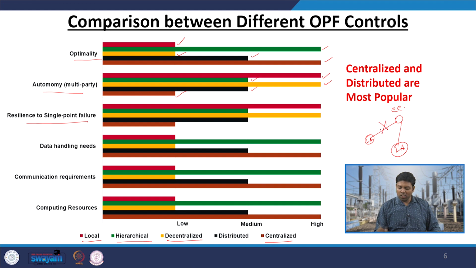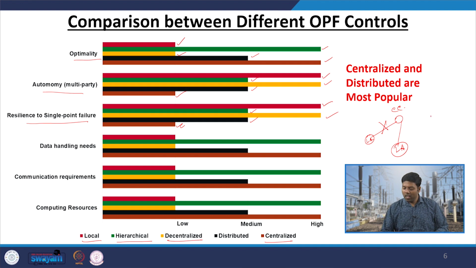If one communication fails, then your entire system will fail. So, that is why your centralized control has the lowest level of resiliency for single point failure. That means, if one point fails, the entire system will collapse, but your local and decentralized will sustain, because everyone is independent of each other. Again, medium level you will get with the distributed and hierarchical.